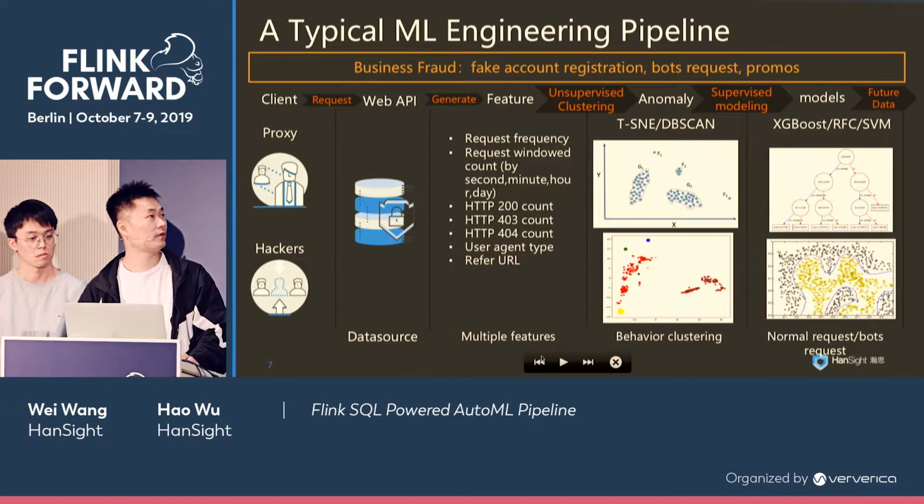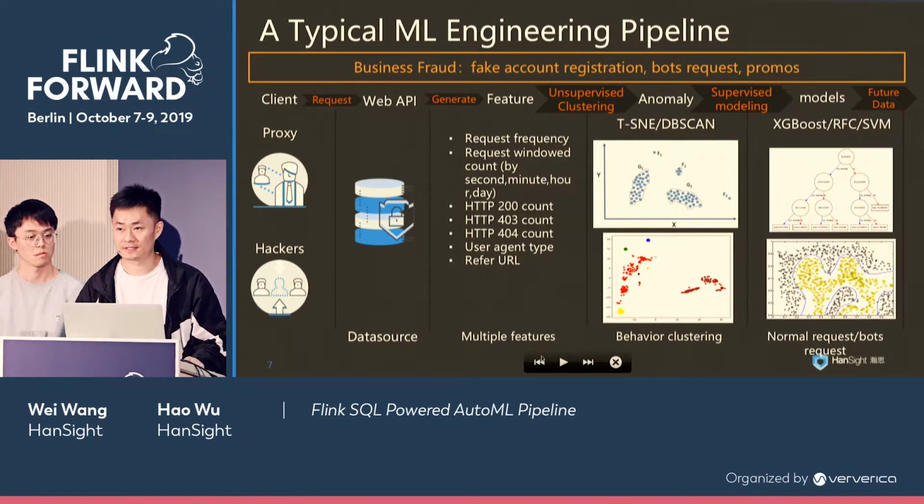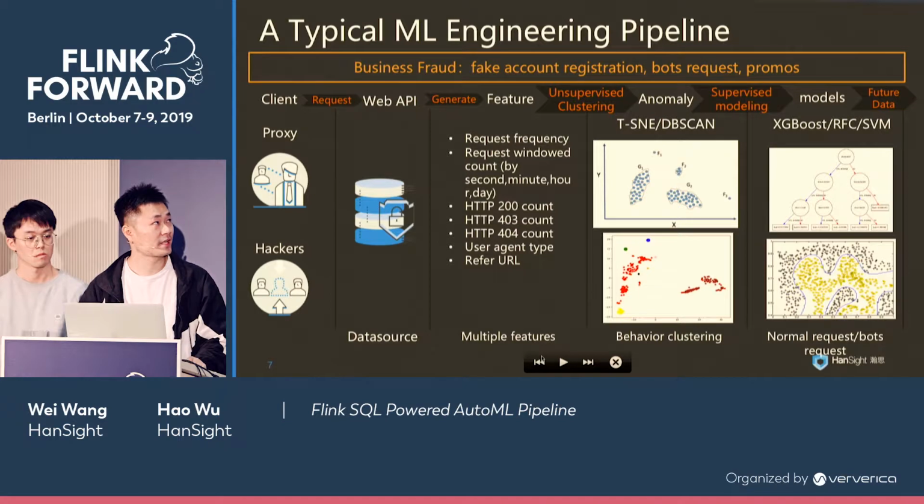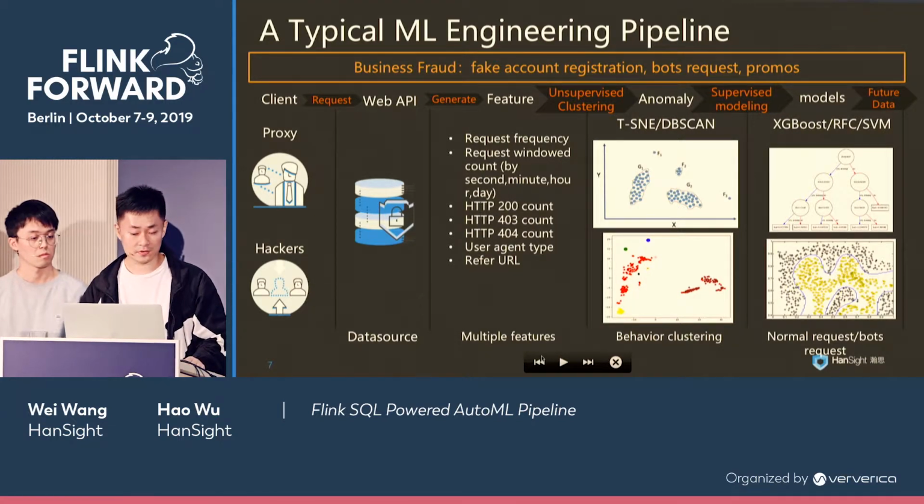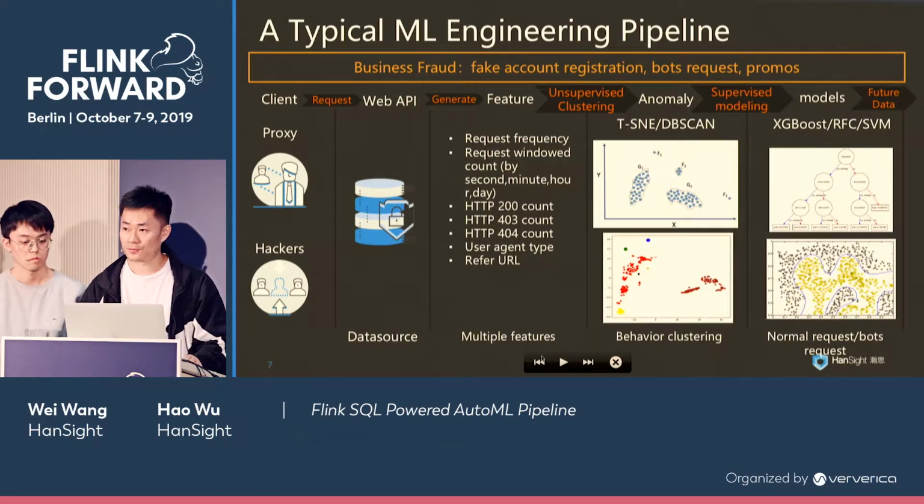So here's an example from a customer of ours. It's an airline customer, so it's a real case. This is a business fraud case. Here we have this client making requests to this web API. It's a business API. Actually, in this case, it's a ticket price query API. It constantly requests this API, and we generate some features like request frequency, request window count by second, by minute, or by hour. And also we have the response status code, count, and some other stuff.